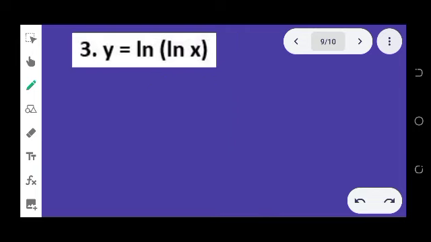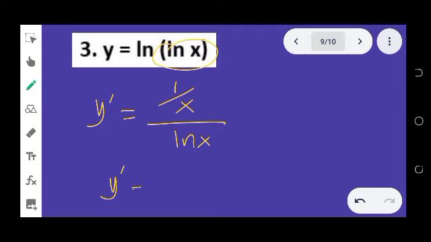Next, third example, y equals ln of ln x. So you have y prime equals, the argument of ln is ln x, so the derivative of the argument is 1 over x, all over the argument, which is ln x. We simplify this. This becomes 1 over x ln x.